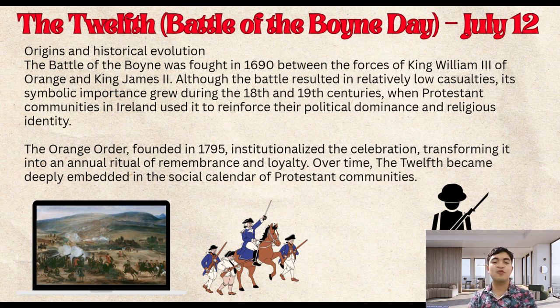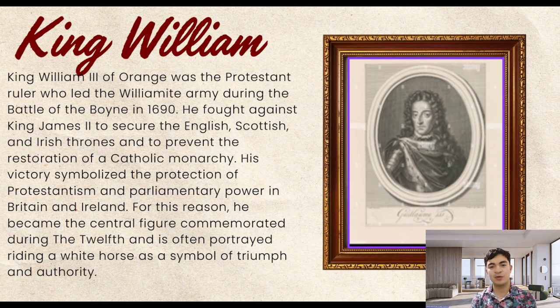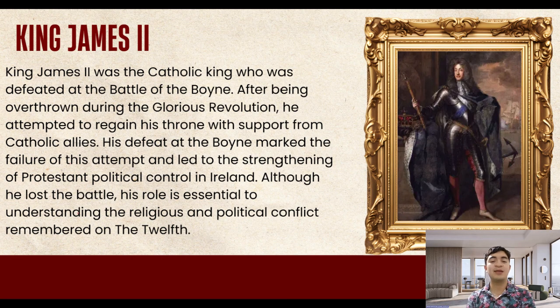In this battle, King William the Third, an Orange Protestant ruler, defeated King James II, a Catholic monarch who was attempting to reclaim the English throne. Although the battle itself was not really large, its symbolic importance is enormous. Among important historical figures, William the Third, often called King Billy, became a symbol of Protestant victory and political domination over James II. The war marked the decline of Catholic political power in Great Britain and Ireland.